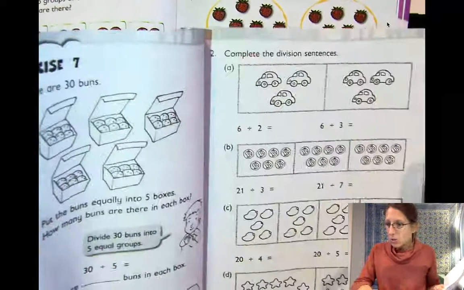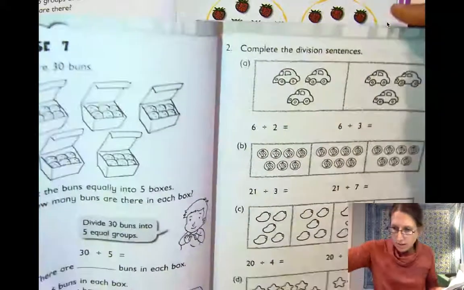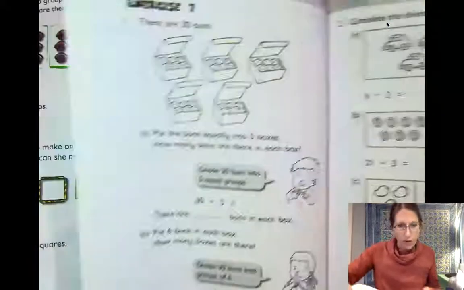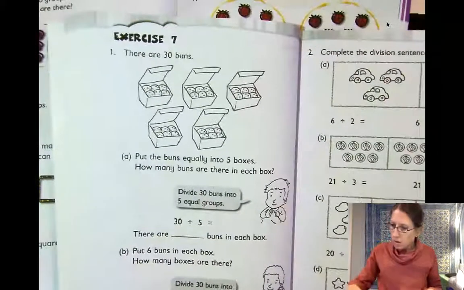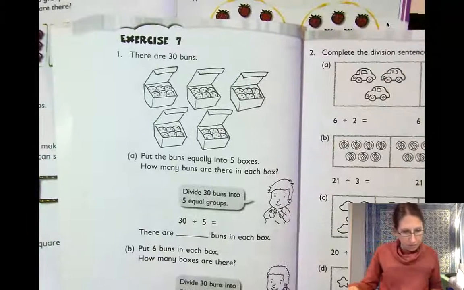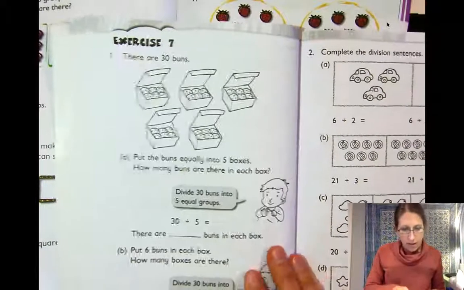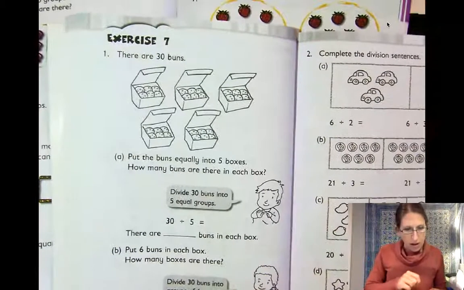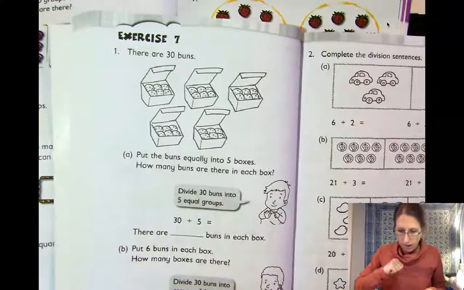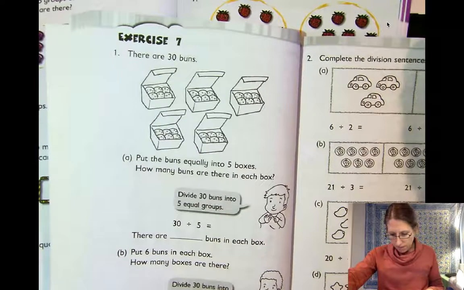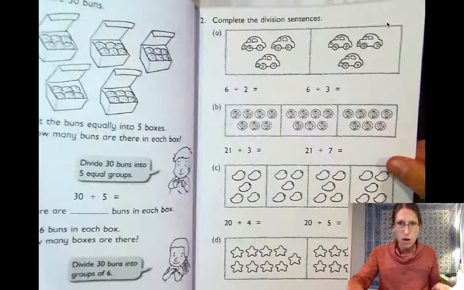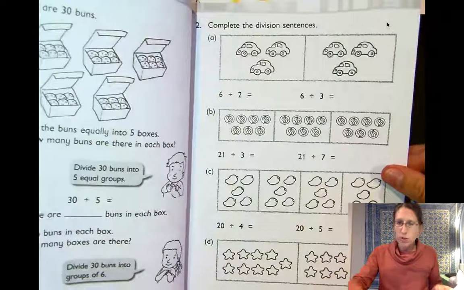Let's see. So our homework for today is pages 106 to 108. So let's see. Here we have a few word problems that we're going to work on, and then we have a few division equations that we're going to solve.